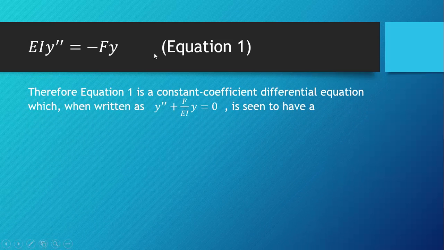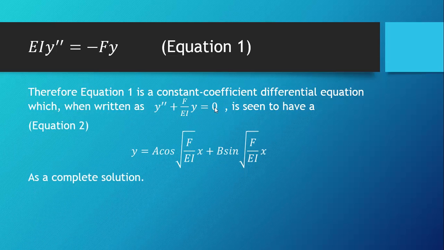And equation 1, therefore, is a constant coefficient differential equation which, when written as y'' + (F/EI) y = 0, is seen to have a complete solution of y = A cos(√(F/EI) x) + B sin(√(F/EI) x). And this then will be our equation number 2.